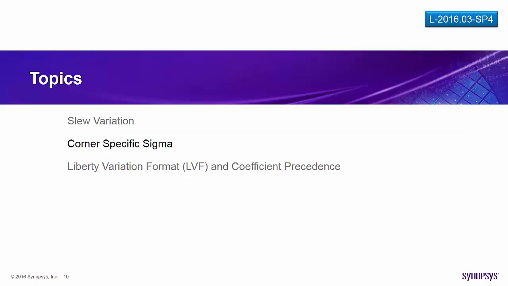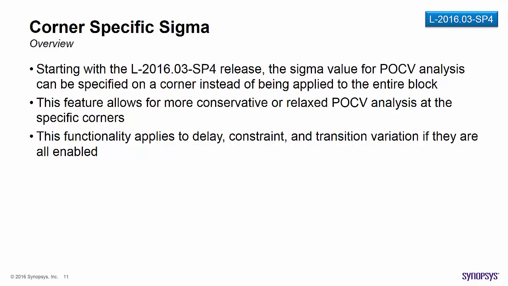The second POCB topic is corner specific sigma. From 1603 SP4, the sigma value for POCB analysis can be specified on a corner instead of being applied to the entire block. This allows for more conservative or relaxed POCB analysis at the specific corner. This functionality applies to delay, constraint, and transition variation if they are all enabled.